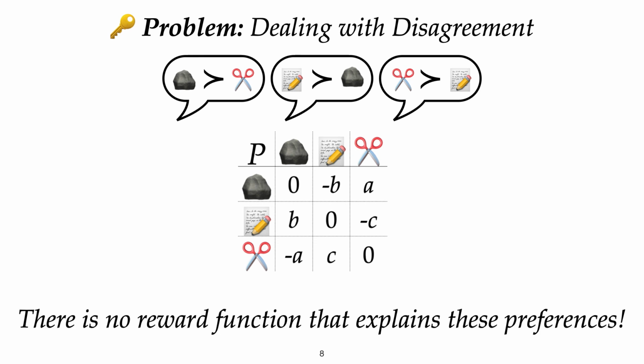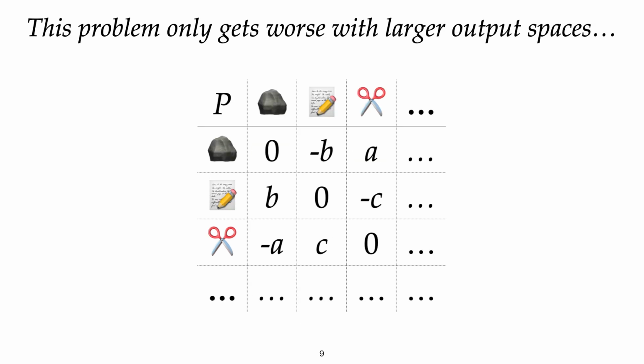Observe that there is no reward function that explains these preferences, as it would need to simultaneously set the reward for rock higher than that of scissors, paper higher than that of rock, and scissors higher than that of paper. Now, moving to the LLM setting, this problem only gets worse, as we have to choose from the space of all natural language completions to a prompt, and it's very unlikely that the majority of raters think a single string is preferable to all others.